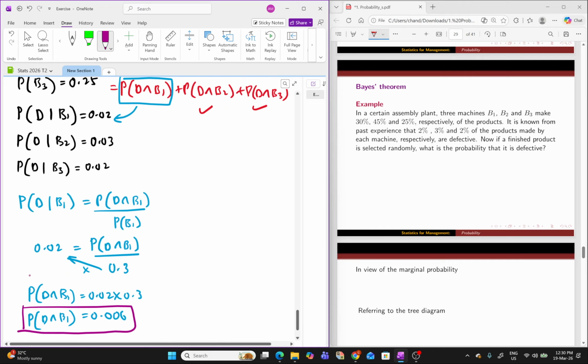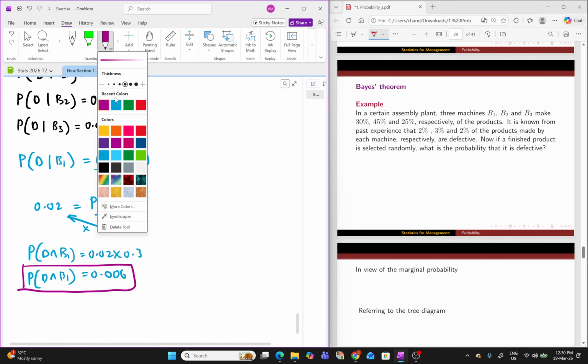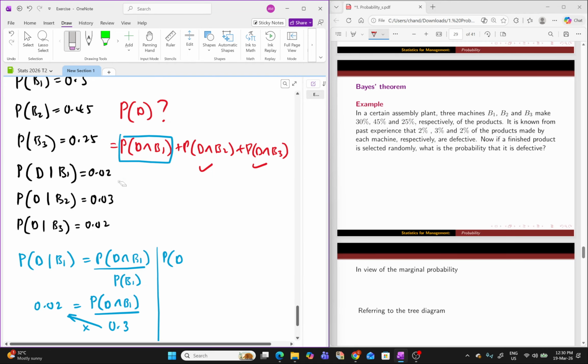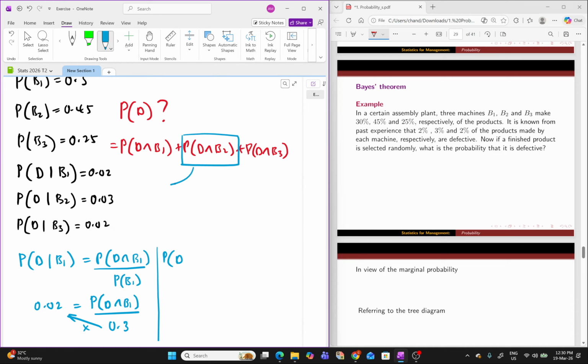Same method, we can also find this one. From where can we find it? From here.